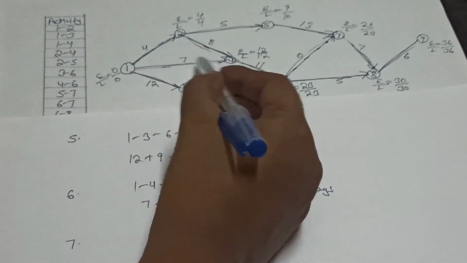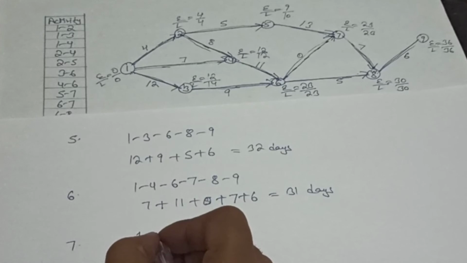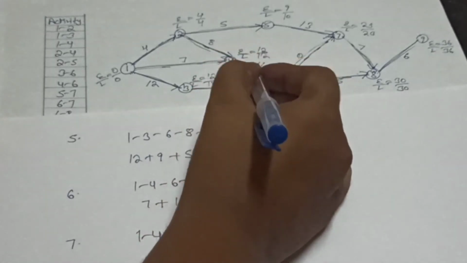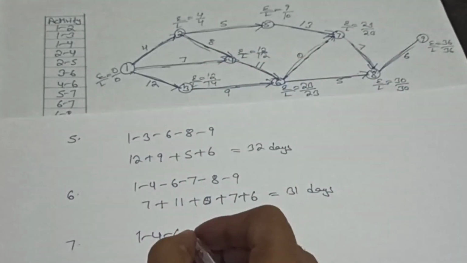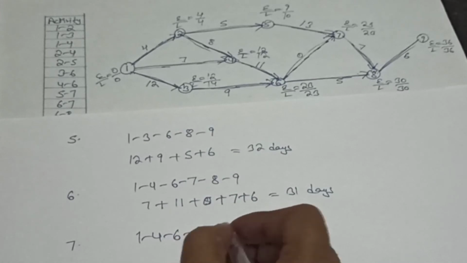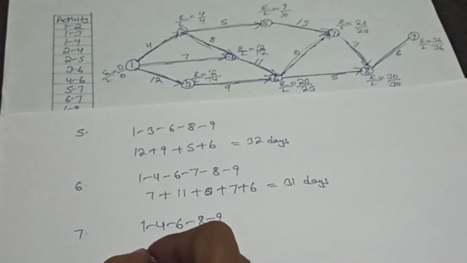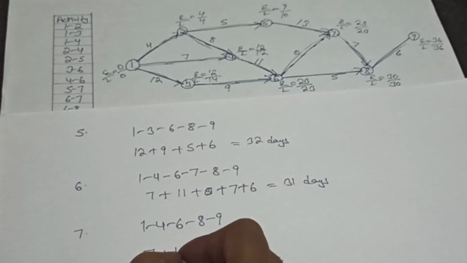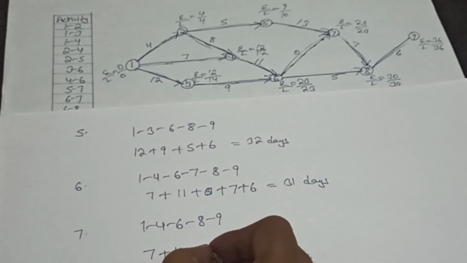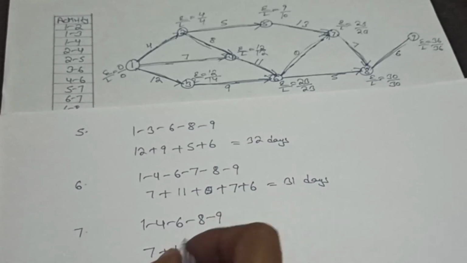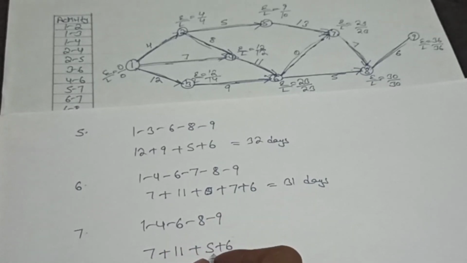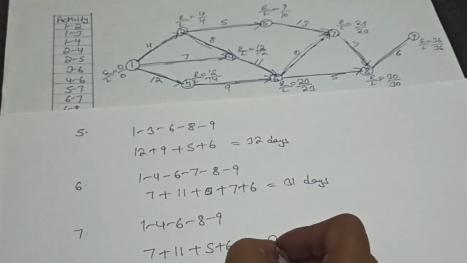Now we will find its seventh path. So we will start with this activity 1 to 4, then 4 to 6 and 6 to 8, then 8 to 9. So we will write here its duration: 1 to 4 is 7, plus 4 to 6 is 11, plus 6 to 8 is 5, and plus 6. So we can say 18 plus 5 is equal to 23, plus 6 is equal to 29 days.